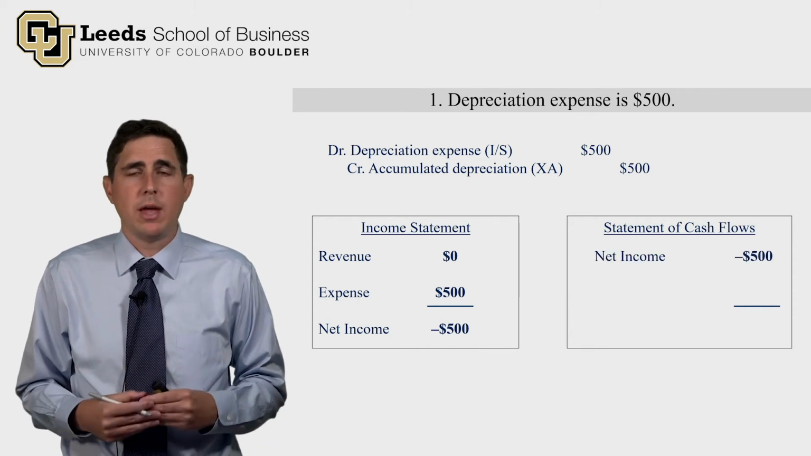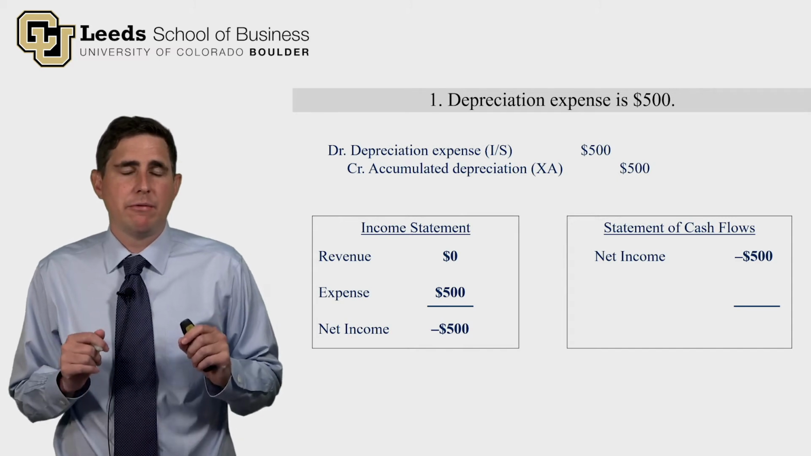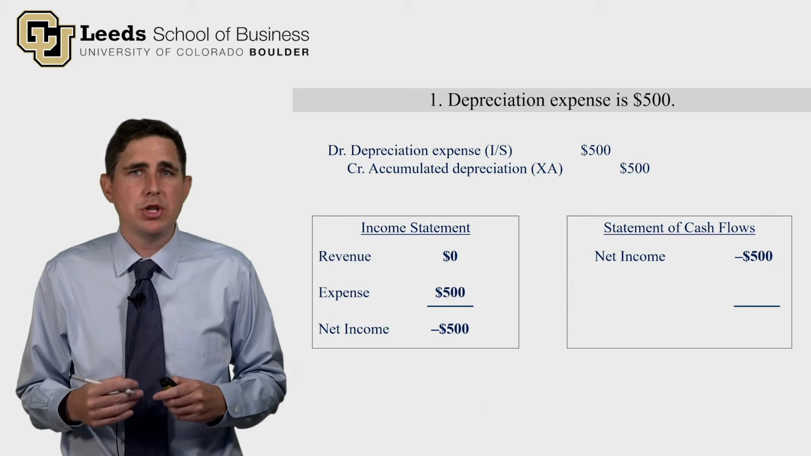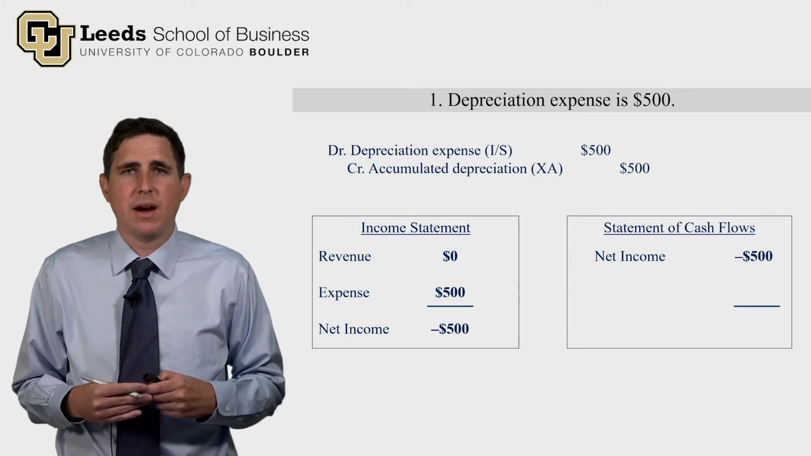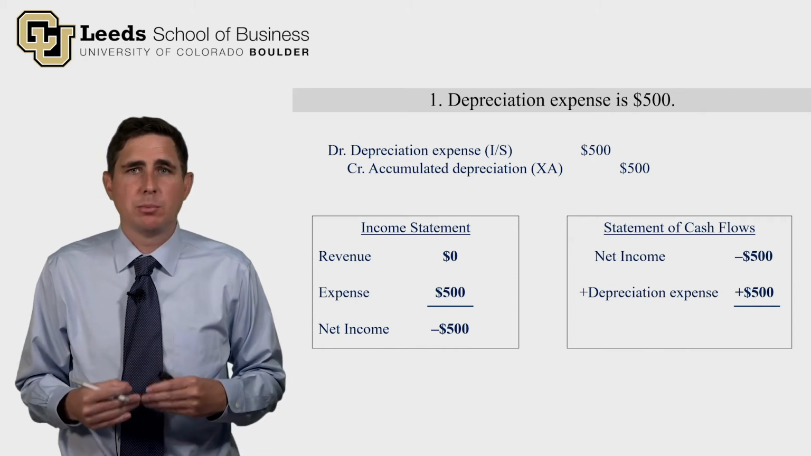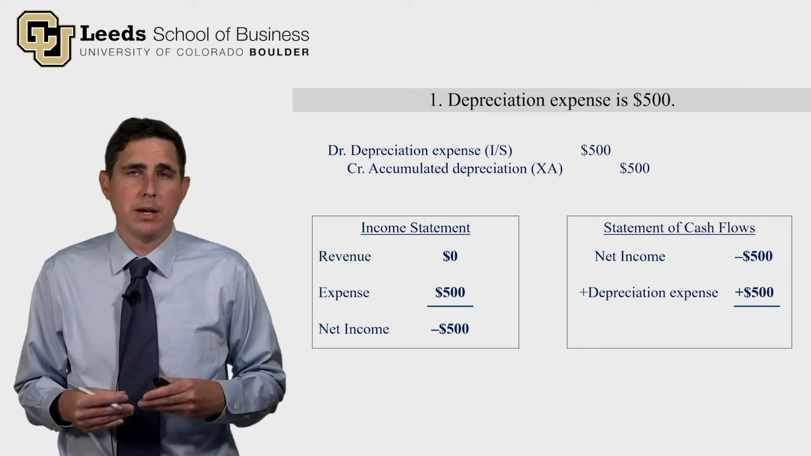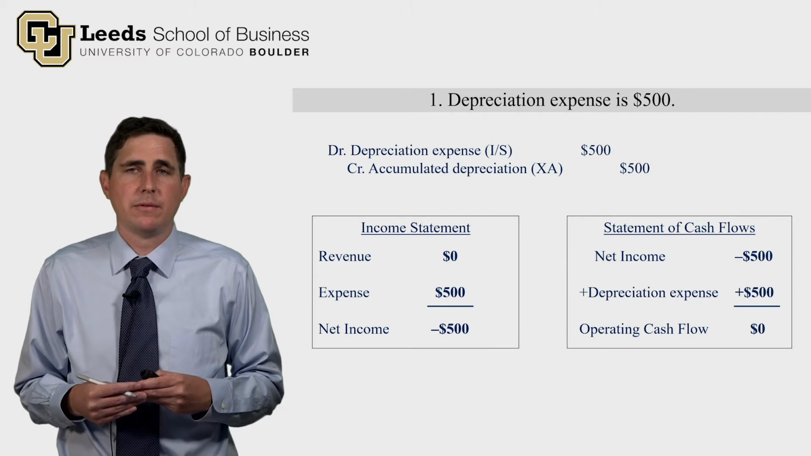So we'll start with net income, which was minus 500. And if you'll remember, the first item on the formula was to add back any depreciation or amortization expenses. So we'll take net income of minus 500 and we'll add back depreciation expense. So a minus 500 of net income plus depreciation expense of 500 is operating cash flow of 0.